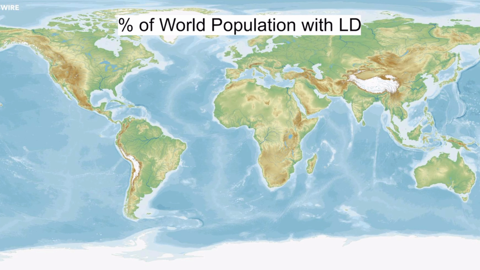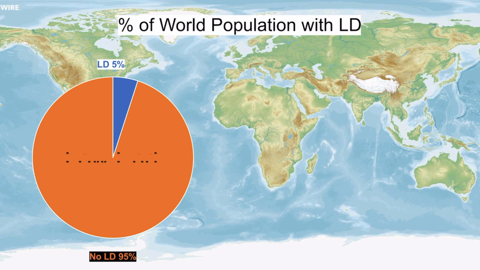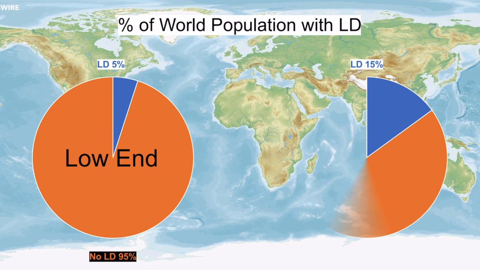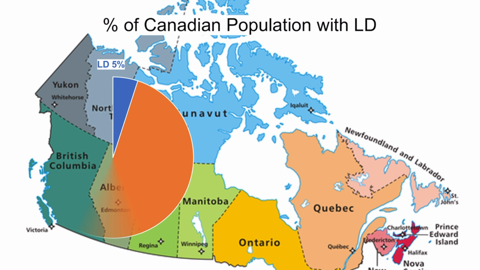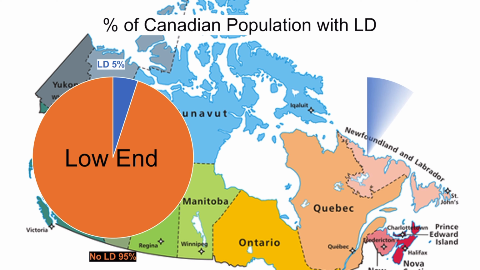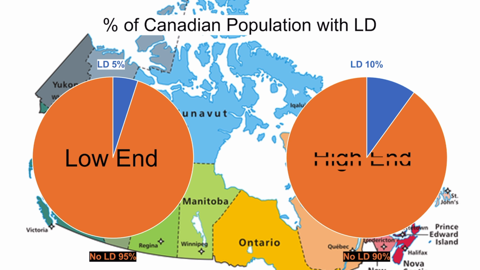Percent of the world population with LD. Based on an article from 2019 by the Foothills Academy, who are a leader in learning disabilities since 1979, 5%, which is the low end, and 15%, which is the high end, of people in the world have a learning disability. It probably lies somewhere between there. However, for Canada, that number is slightly lower. For Canada, the low end remains the same at 5%. However, the high end is slightly less at 10%. And this is based on an article copyrighted in 2015 from the Learning Disability Association of Ontario.